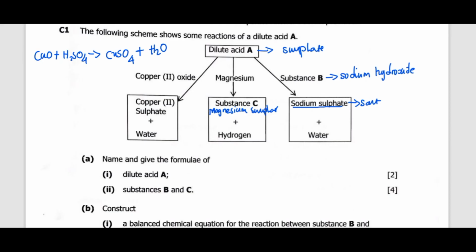Now let's look at question A. Name and give the formula of Roman number 1, acid A. We know that this is sulfuric acid. Then the chemical formula is this one. Then substance B, we say sodium hydroxide. Then for C, we know that C is magnesium sulfate.